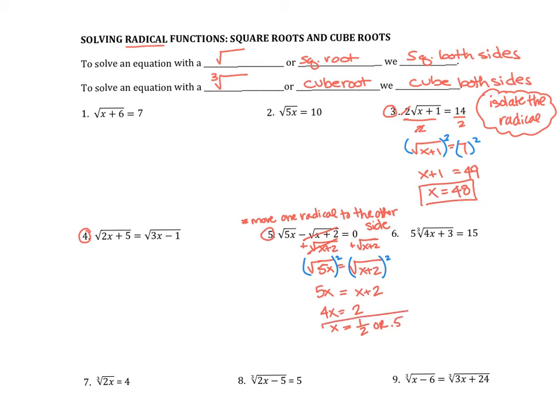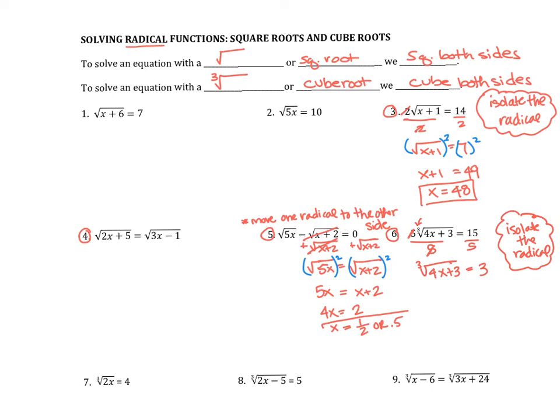What if it's a cubed root? Let's take a look at number 6. Number 6 is not a square root. I can see the 3 there. It's a cubed root. Just like number 3 above, I notice that my cubed root is not isolated. I'm going to isolate the radical first, so I'm going to divide both sides by 5. This coefficient of 5 cancels, and I have the cubed root of 4x plus 3 on the left equals 3 on the right.